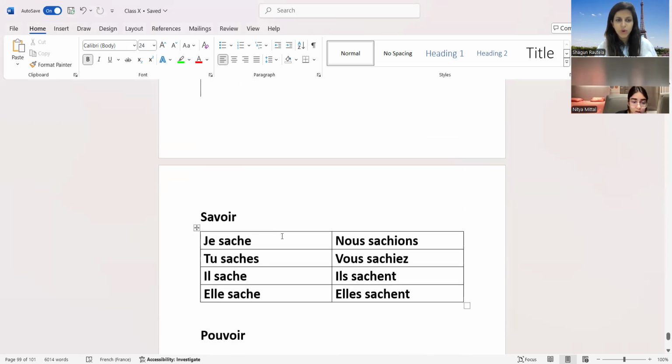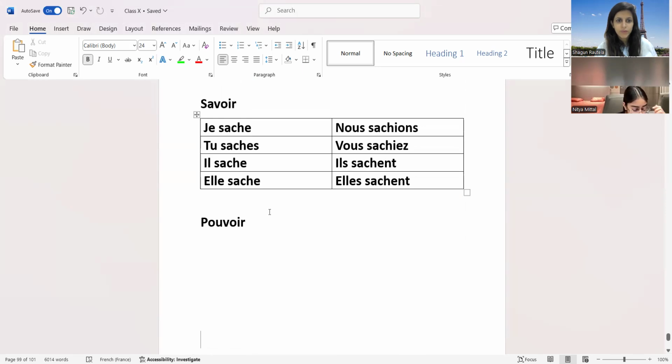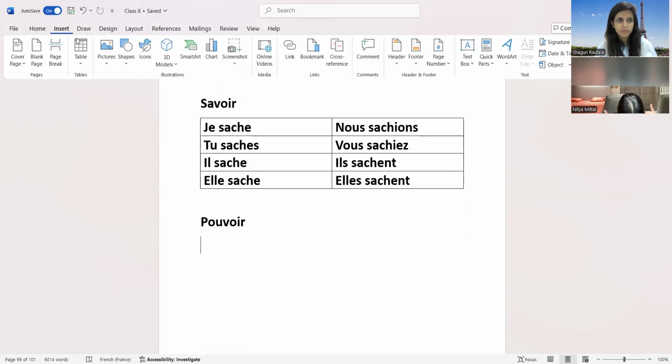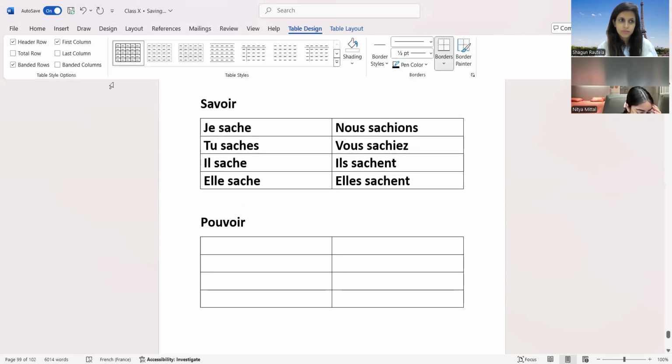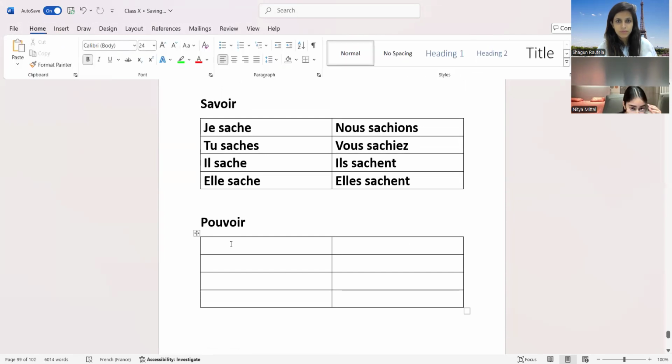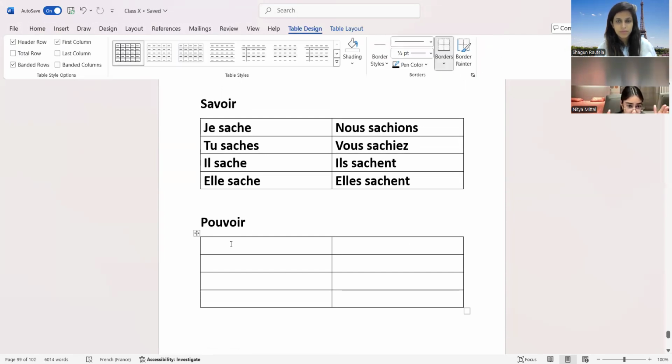What happened in savoir? In savoir, we followed it the same way that we followed aimer and faire, which was es and e as the endings for je, tu, il, elle. And ils and elles we followed again present tense, and in nous and vous we had imperfect endings. Correct. Absolutely correct. Moving to the next one, pouvoir.